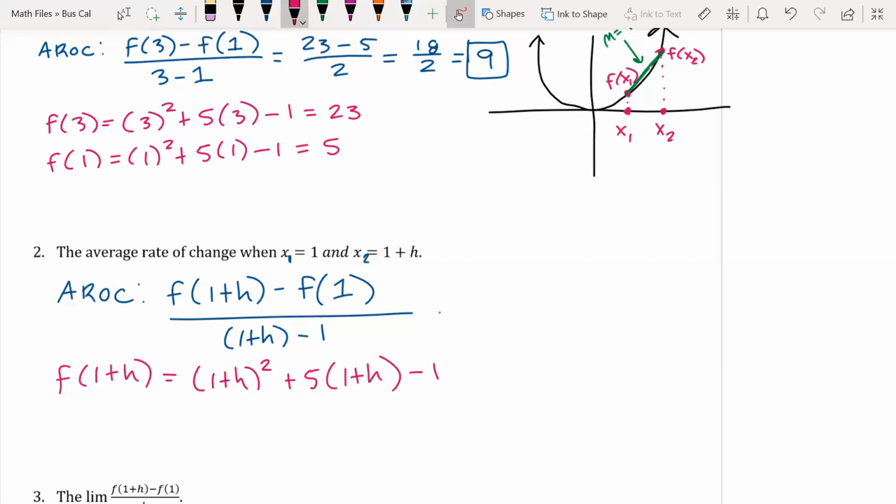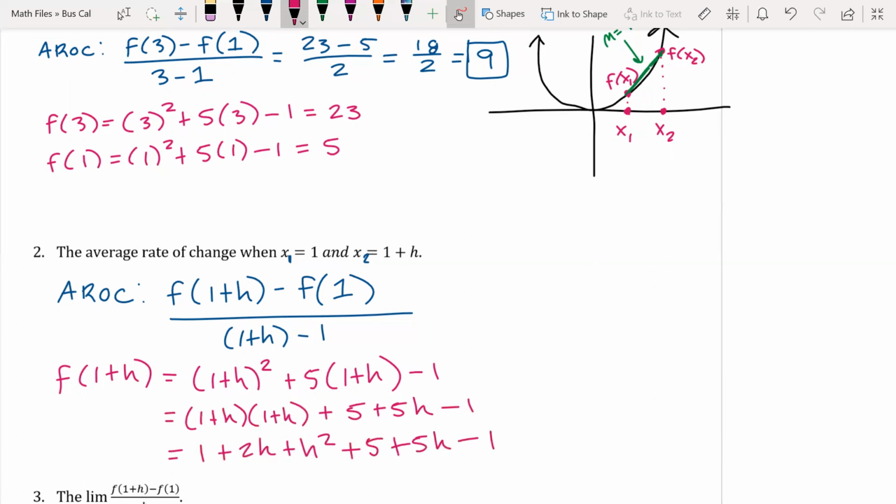Okay, and now we have a little bit of simplifying to do. So (1 plus h) squared means (1 plus h) times (1 plus h). Distribute the 5, so 5 plus 5h minus 1, and then FOIL the 1 plus h's. You would get 1 plus 2h plus h squared plus 5 plus 5h minus 1.